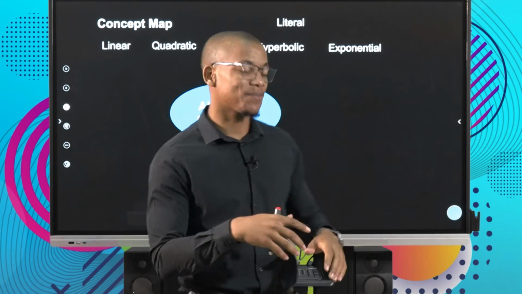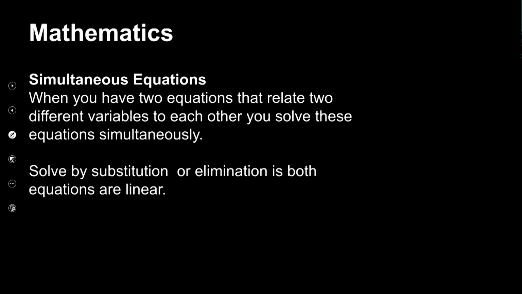So let's have a look at it. When you talk about simultaneous equations, this is when you have two equations that relate two different variables to each other, that you solve simultaneously. But what simultaneous really means is your solving depends on what you do with one variable at that time. Most of the time, we use either the substitution or the elimination method to solve the equations, if both of them are linear.